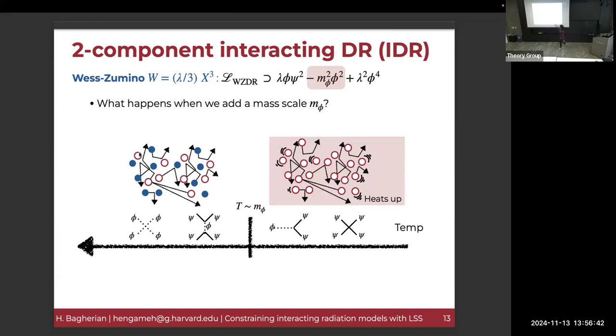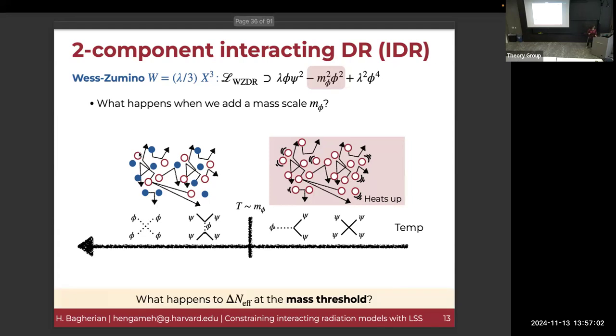And let's see what happens at this mass scale. If the temperature of my universe is higher than this mass scale, all I have is a fully interacting dark radiation sector. But as the temperature drops below this mass, the heavier particle is going to annihilate to the other one. And then what I'm going to be left with is that I end up injecting entropy and heating up the other sector that I have.